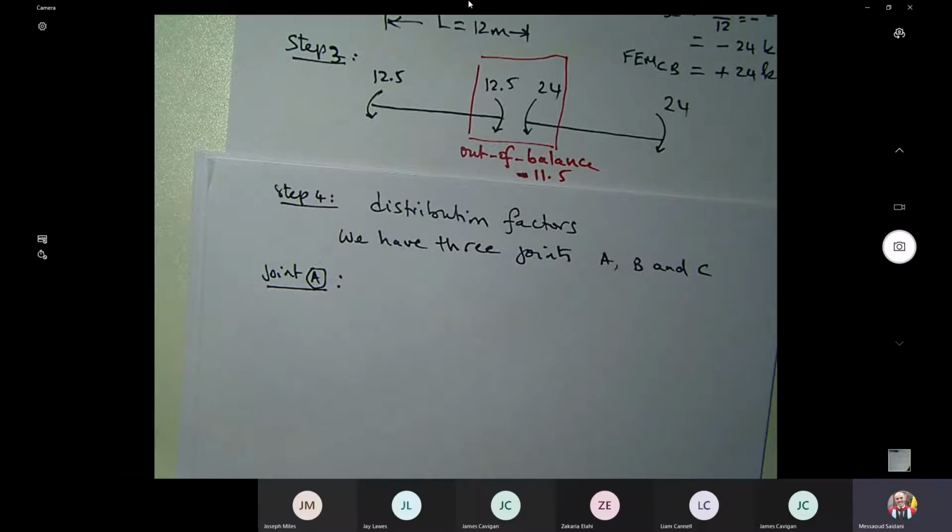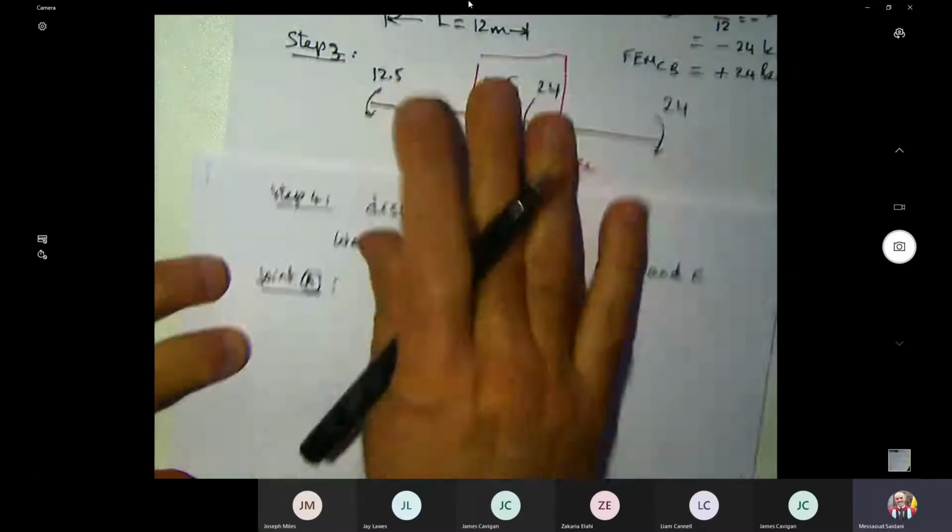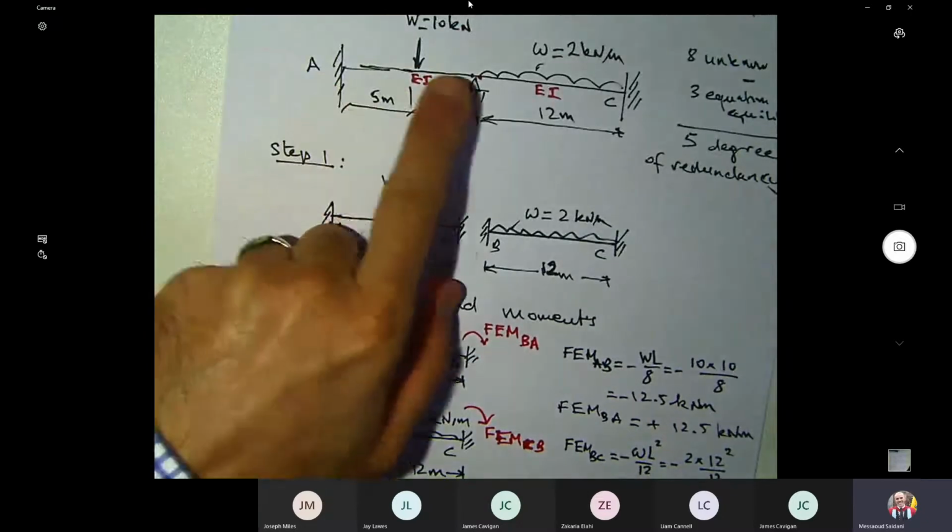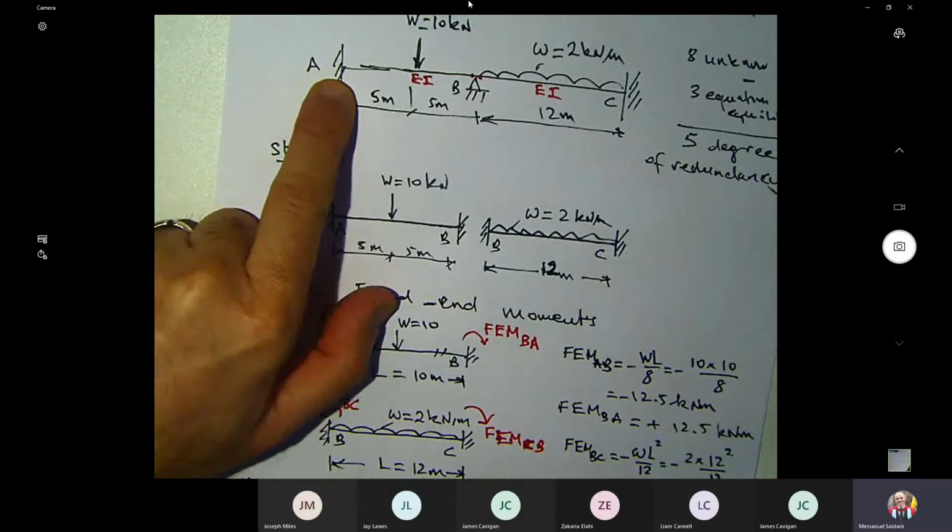What do you remember the definition last week for distribution factors? Stiffness, yes, stiffness. So a distribution factor at a particular joint is equal to the stiffness of the member connected to that particular joint divided by the sum of all the stiffnesses for all members connected to that joint. Here we have only one member. Joint A, we have only one member connected to A, isn't it?